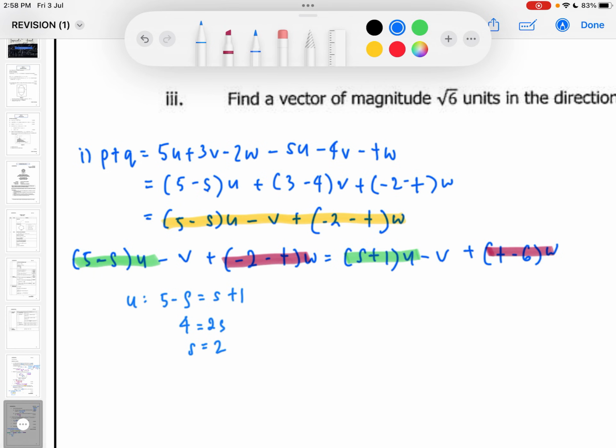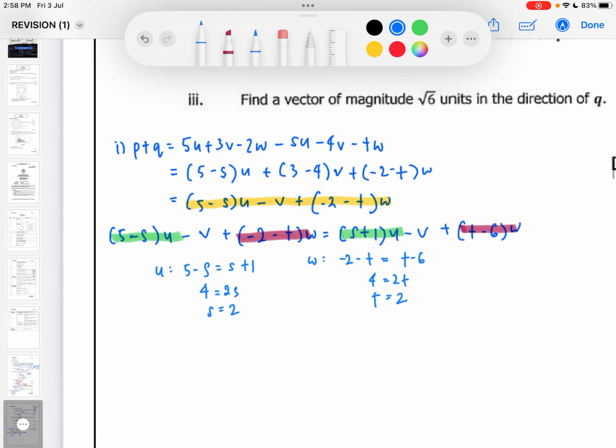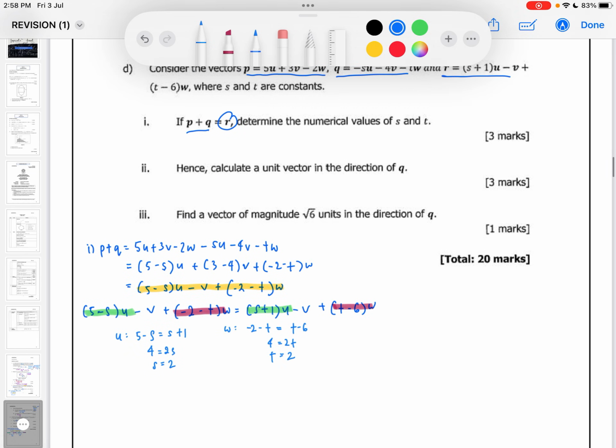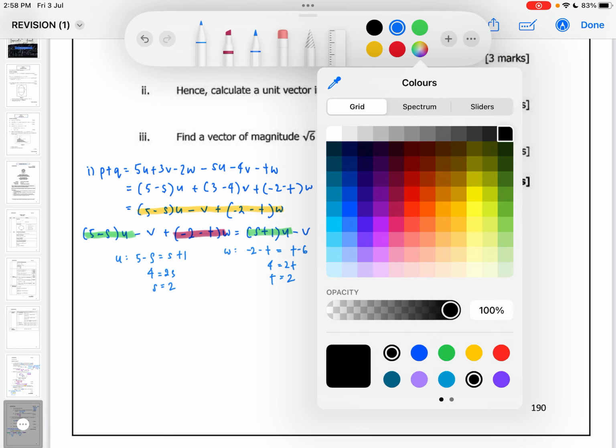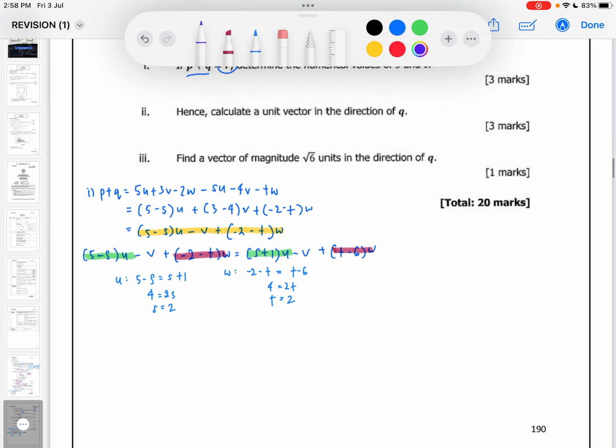Okay, now for W, negative 2 minus T equals to T minus 6. So yada yada, it's going to be 4 and then 2T. T is also equals to 2. Okay, so now we've already determined what S and T are. Okay, so now let's move on to the second one.